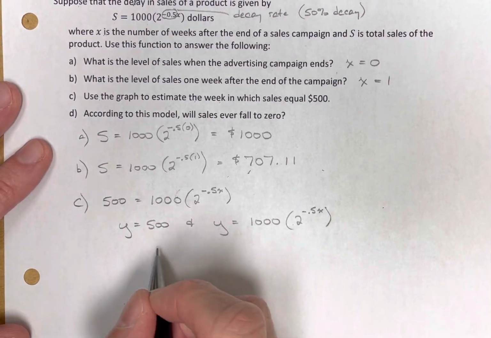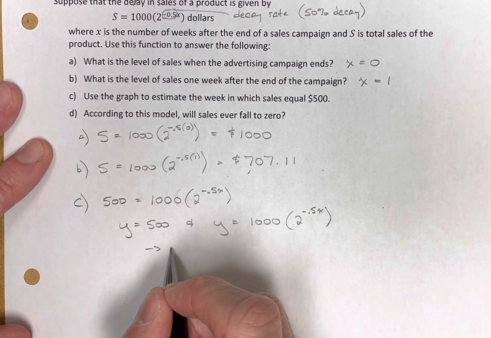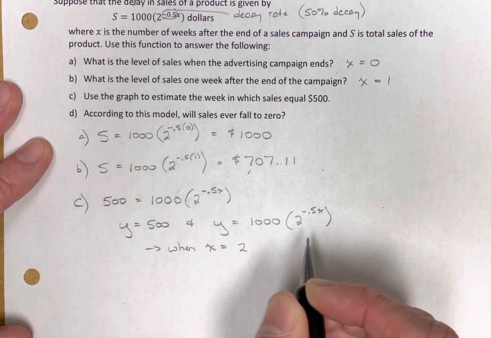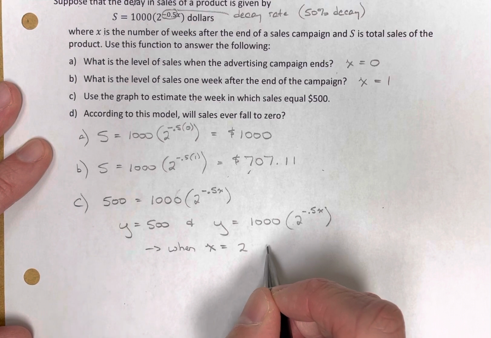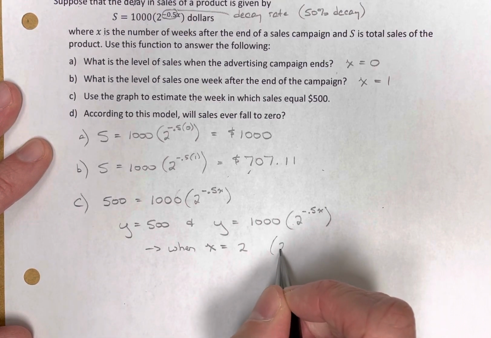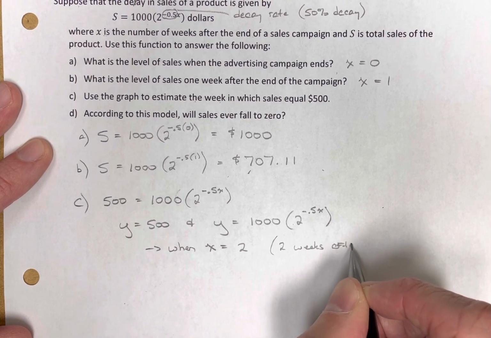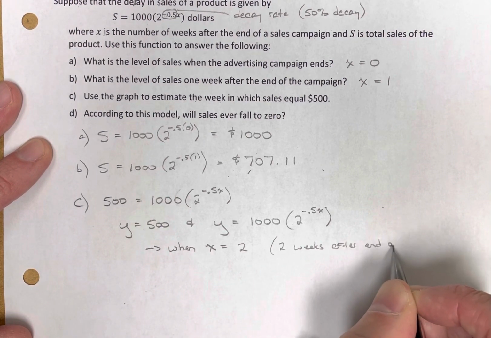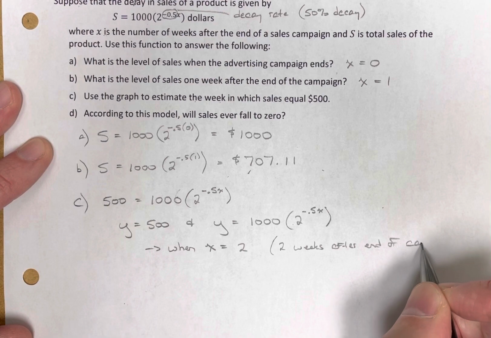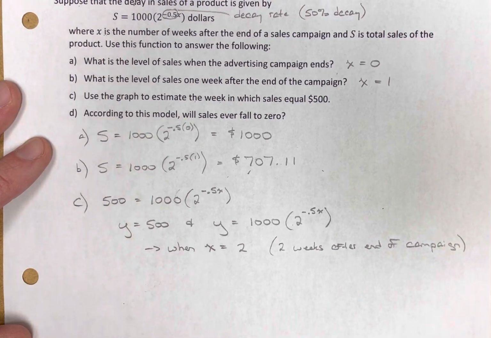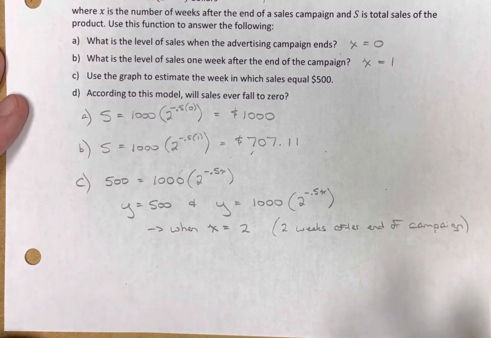So this tells us when x equals 2, 2 weeks after the end of the sales campaign, it's already dropped to half. That was quick. All right, letter D.